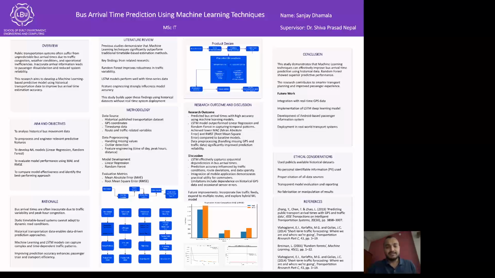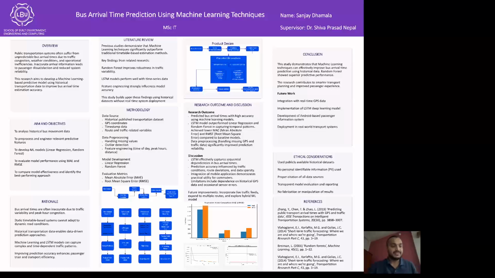Although LSTM performed best, it required more computational resources, longer training time, and more complex pre-processing, and the study was limited to historical data without real-time deployment. External factors like roadblocks and accidents were not included.